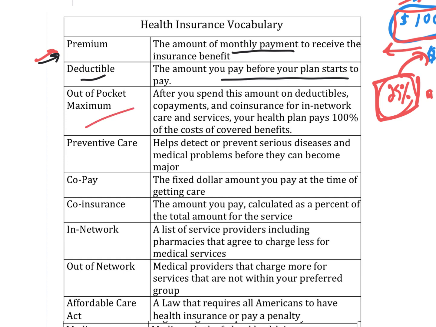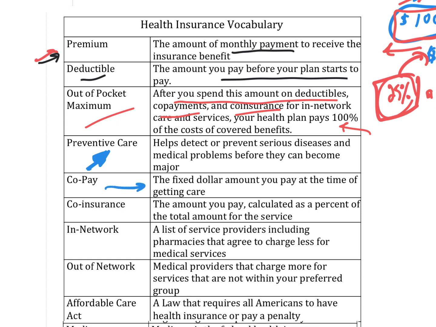Out-of-pocket maximum. After you hit this amount, with your deductions, your deductibles, your co-payments, your co-insurance, then everything else would be covered 100%. Preventative care helps detect or prevent serious diseases and medical problems before they become major. And what happens is a lot of times insurance companies will pay for preventative care to make sure, hopefully, that you don't get really sick, because if you get really sick, then that's when the medical bills start to really pile up. So your preventative care, a lot of times, is covered by your insurance company.